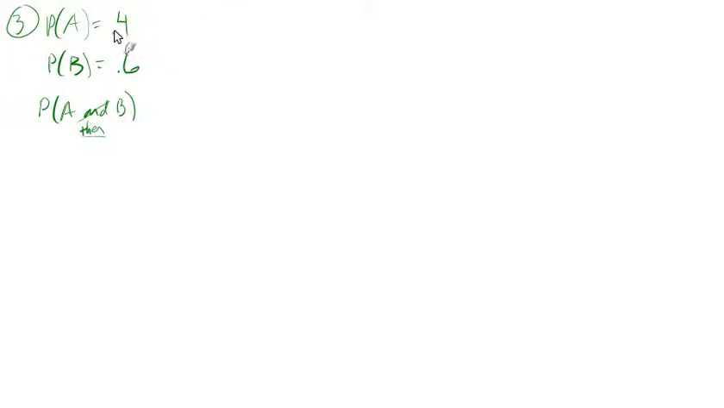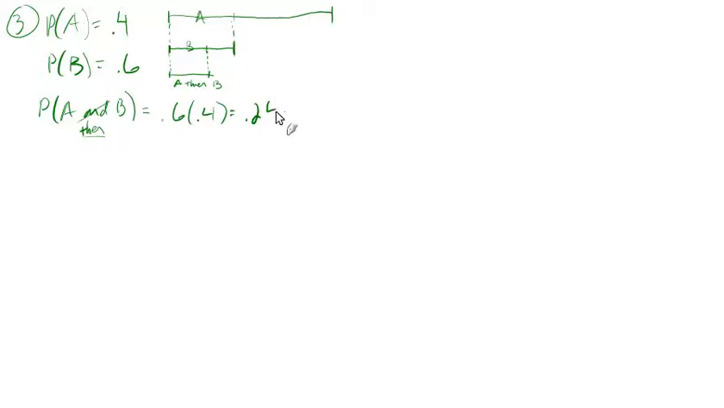Okay, so A will happen 40% of the time. So 0.4 is right here-ish. Now after A has happened, we want B to happen, and B happens 60% of the time. And 60% is somewhere right here. So A happens here, then B happens here. And this little piece right there is where A happens, then B happens. So then we want to know what 60% of 40% is. So 0.6 times 0.4, 0.24. That is it.